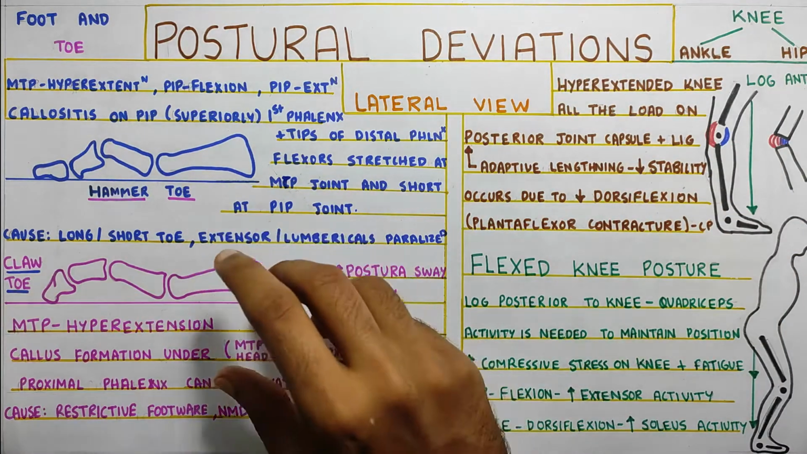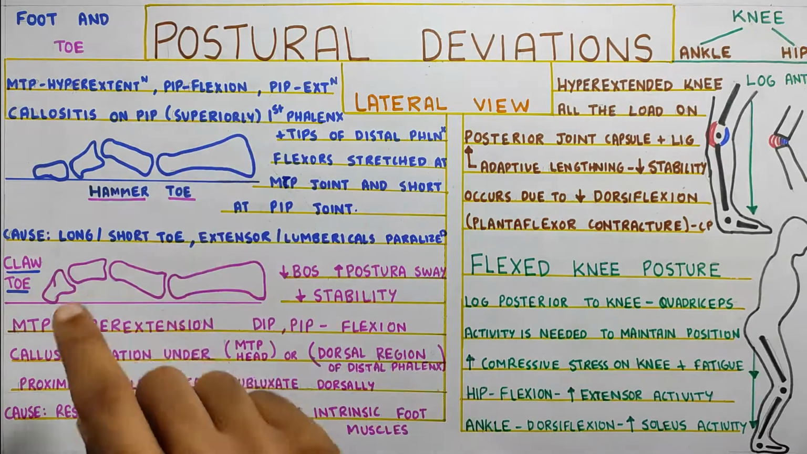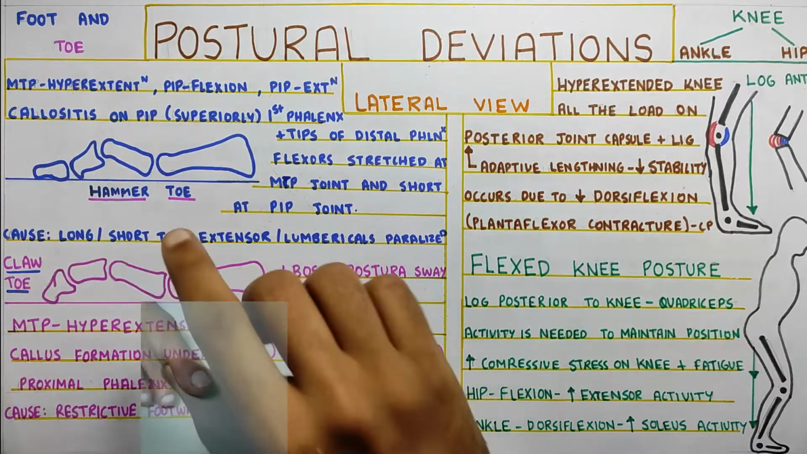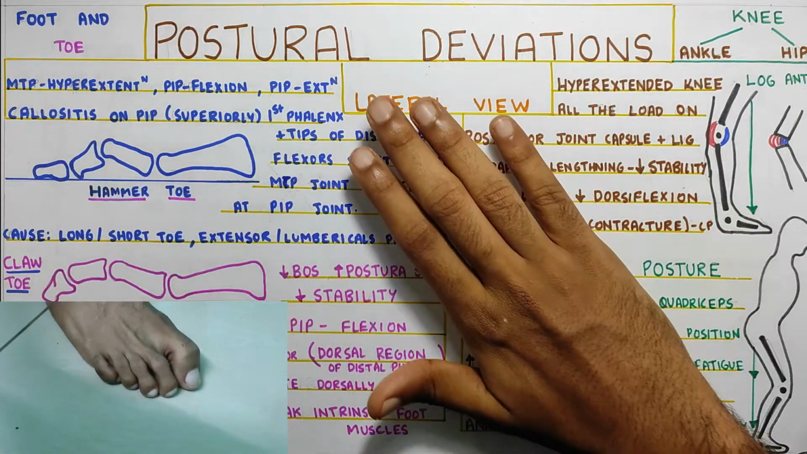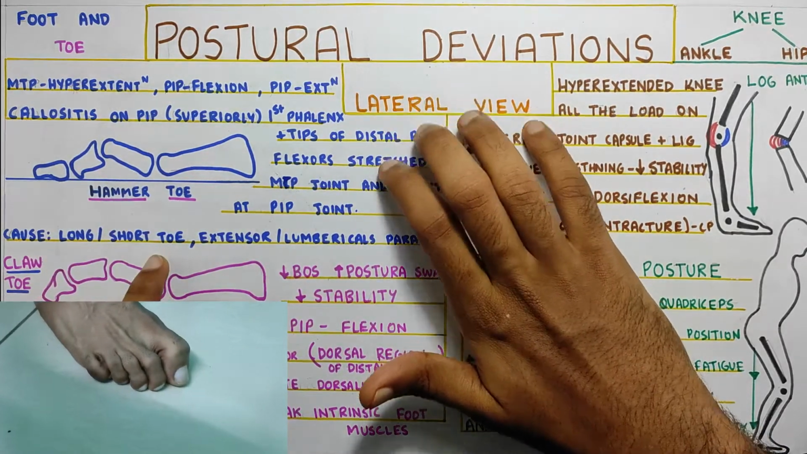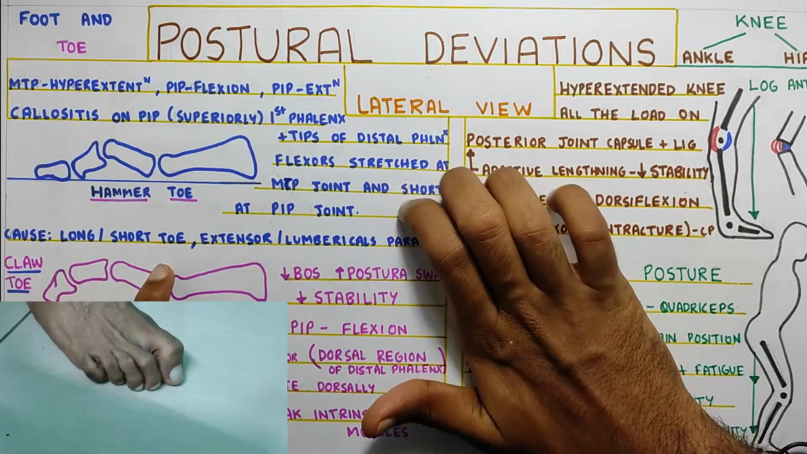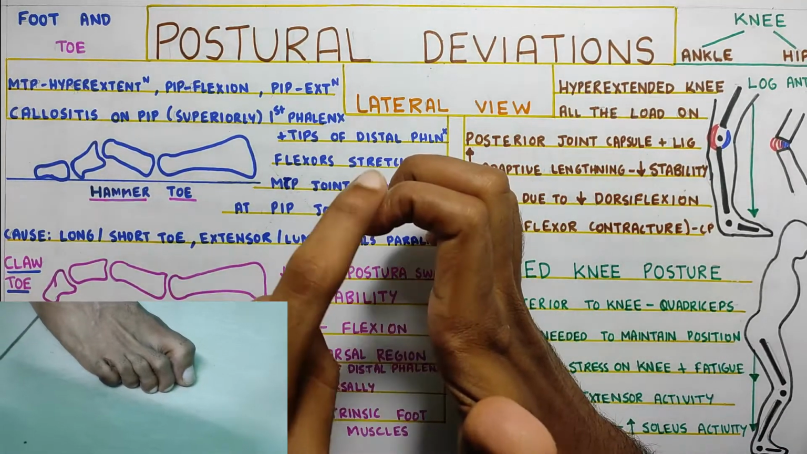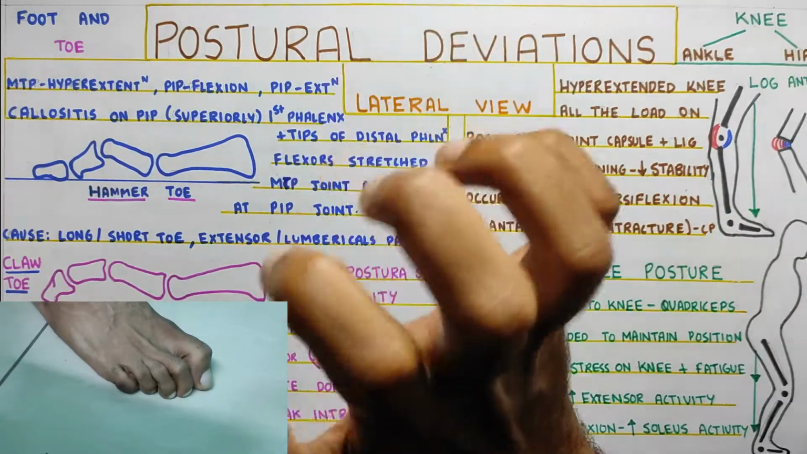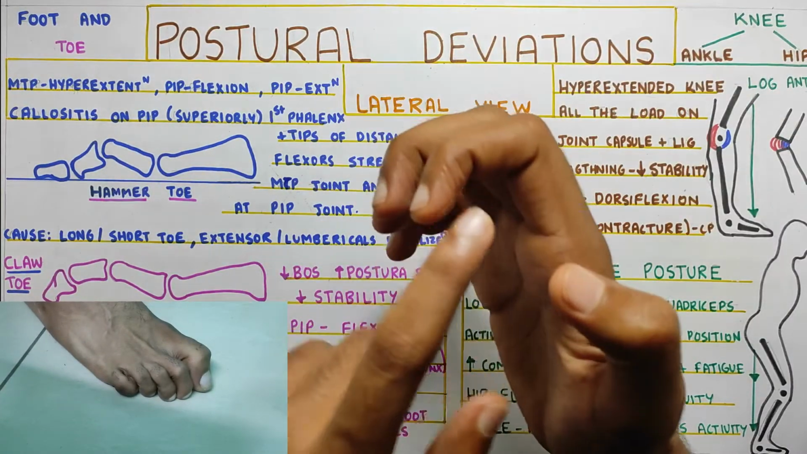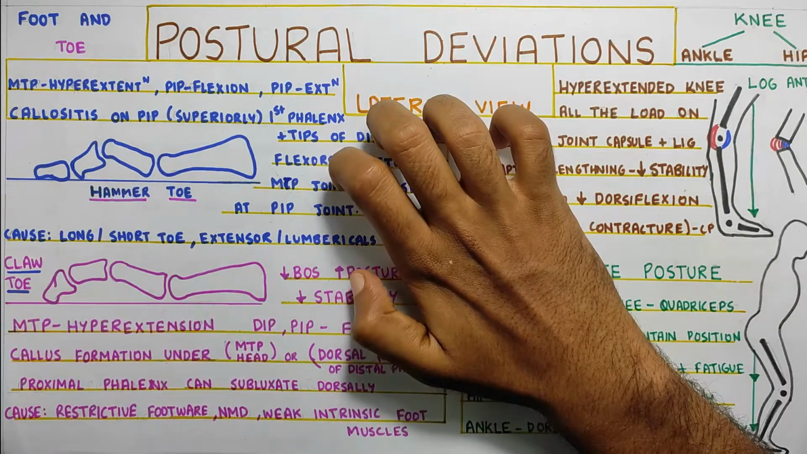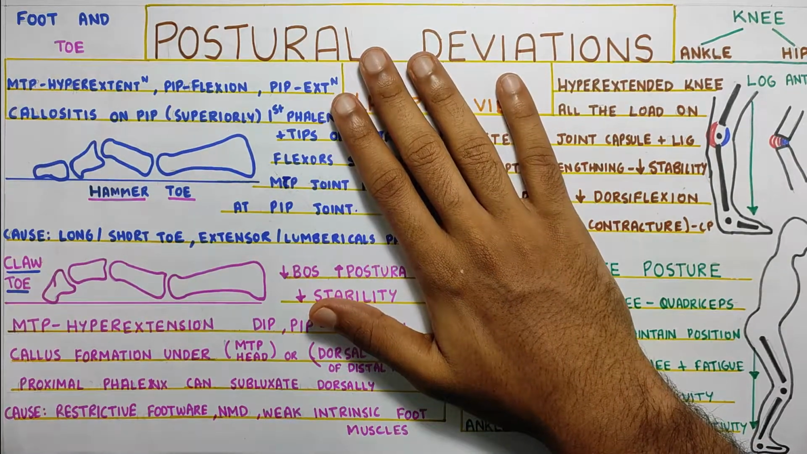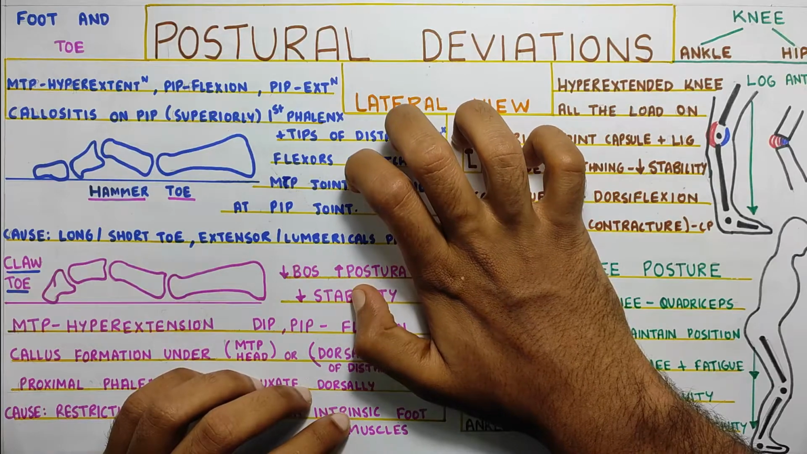Now, claw toe is very similar to the hammer toe. The only difference is at the DIP joint, there won't be any hyperextension, there will be flexion. So again, your MTP joint goes for extension, and then there is flexion at the PIP and DIP joints. Basically this is the claw of the tiger. That's what is seen in claw toe deformity. And what will this cause? This is your normal foot, and claw toe is like this.